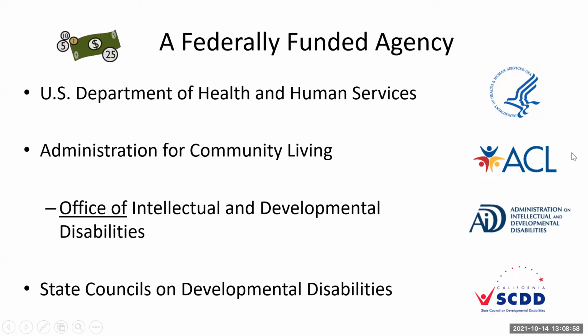So then underneath that are state councils on developmental disabilities. There are actually 56 state councils nationwide. Every state has a state council on developmental disabilities, plus the five territories and Washington, D.C.